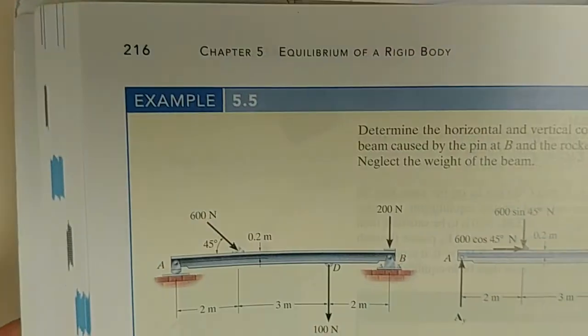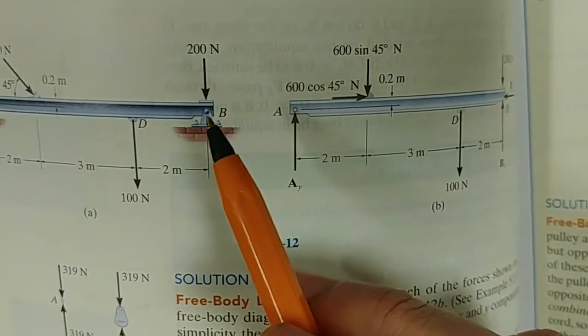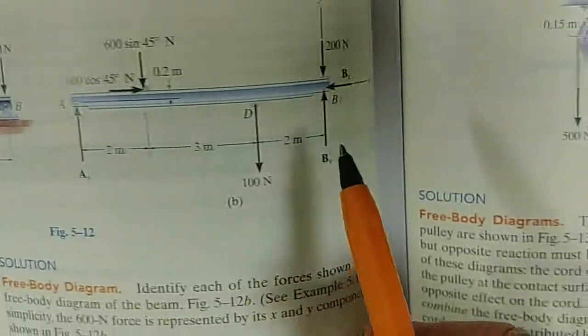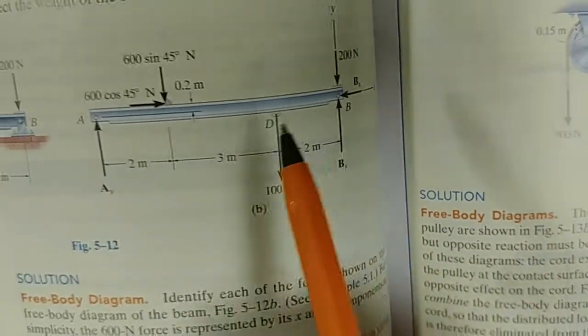Here's an example of this problem here. It is example 5.5. You see there at point B. At point B, we replace that because it's a pin. We replace it with a BY and a BX.